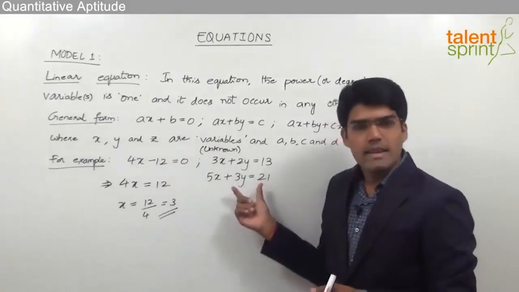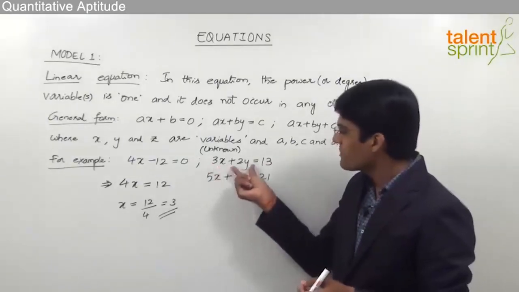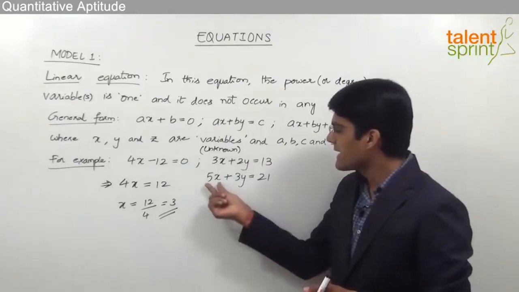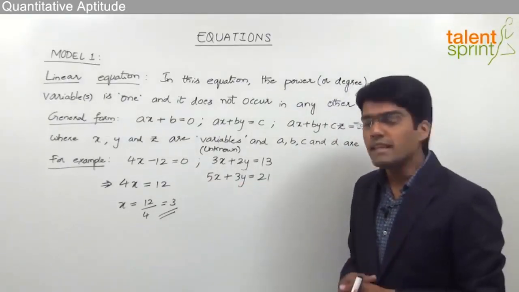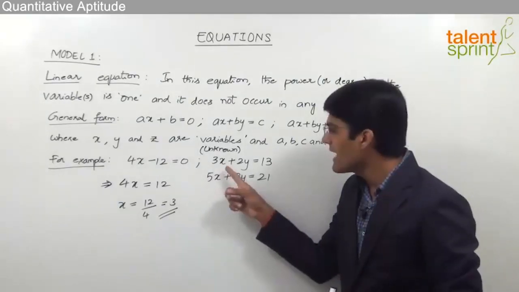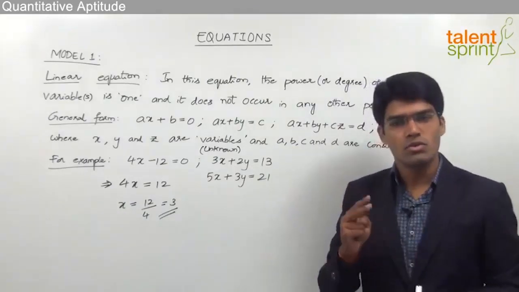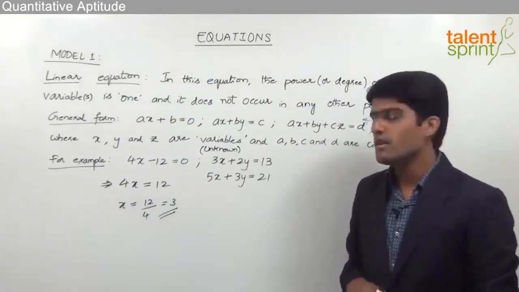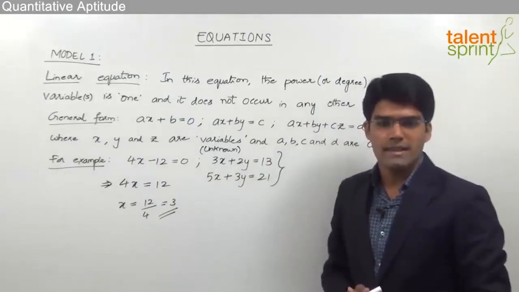Now let us take another example where we have two equations in two variables. The first equation here is 3x plus 2y equals 13, and the second equation is 5x plus 3y equals 21. So as you can see here, these are two equations in two variables. The two variables are x and y. And as discussed earlier, to solve for two unknowns or two variables, we must have two equations. So by solving these two equations, we can find out the values of x and y.